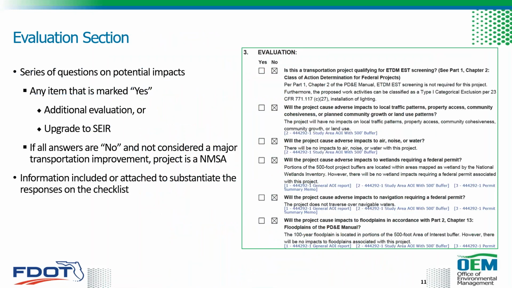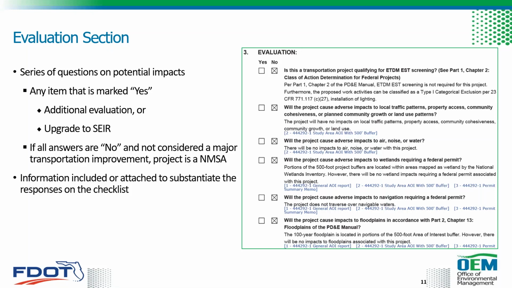This third section is evaluation and provides a list of questions whose answers are then used to document the evaluation of those potential impacts of the project. During preparation, if any of these items are marked with yes, then it's going to need to be discussed and determined whether additional evaluation or a SEER is necessary.